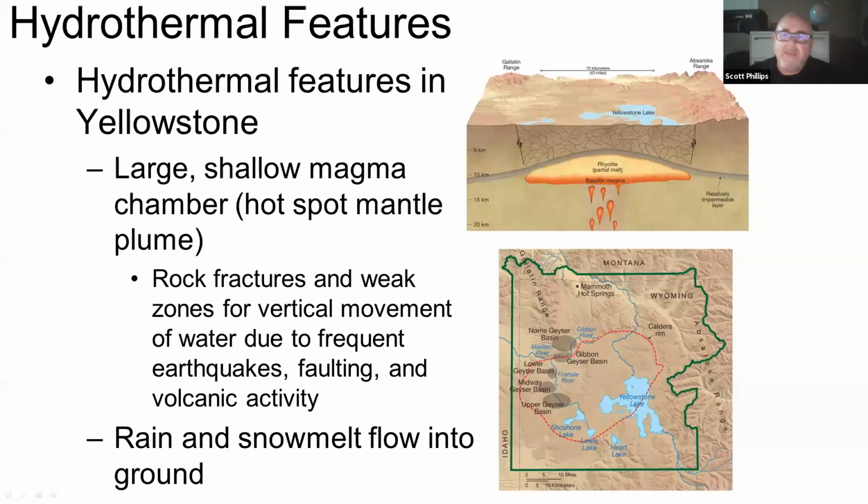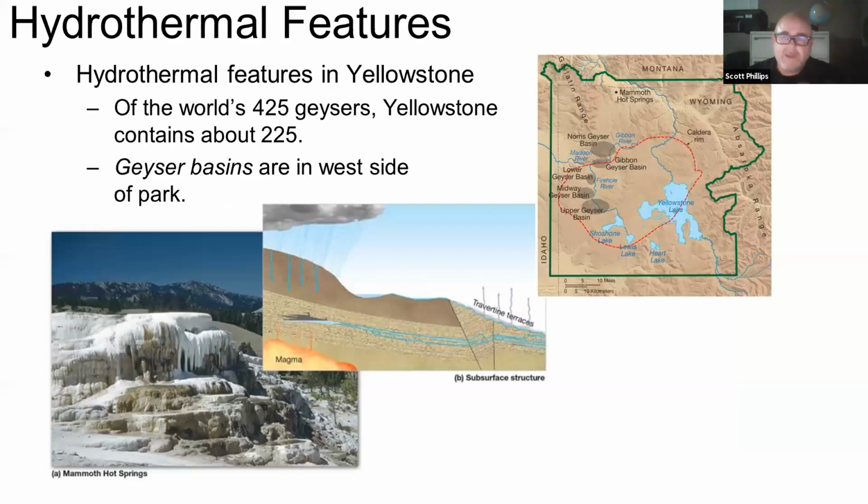So about half of the world's geysers are actually in Yellowstone National Park. It is probably the most iconic example of where you have, it's not the only one, but it is probably where you have the most visible geothermal activity.